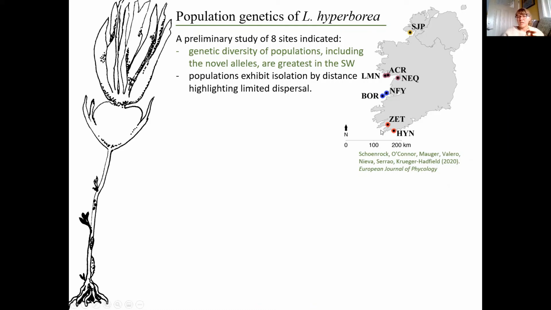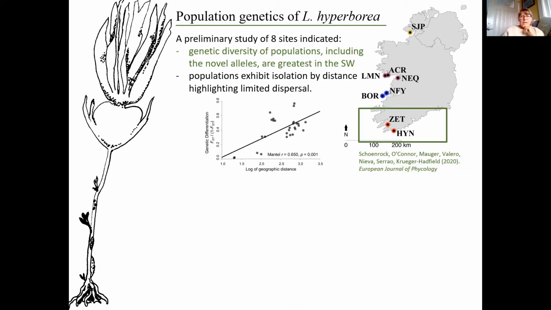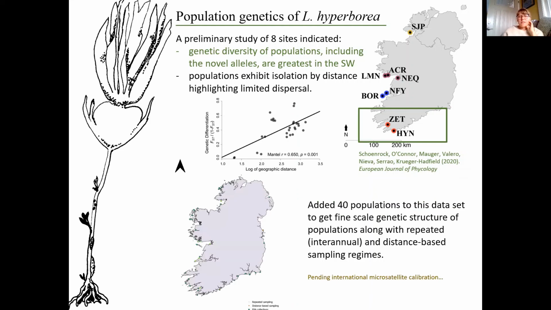Populations are not connected very well. Of course, you can see there's a lot of coastline between these samples here, but their reproductive propagules are not moving very far across sites. So there's very little mixing. This is just a graph showing you isolation by distance.